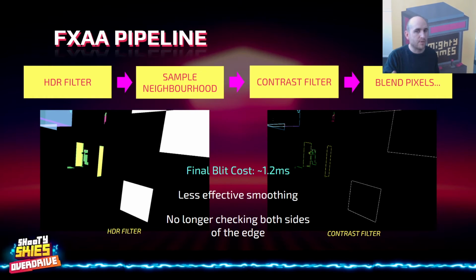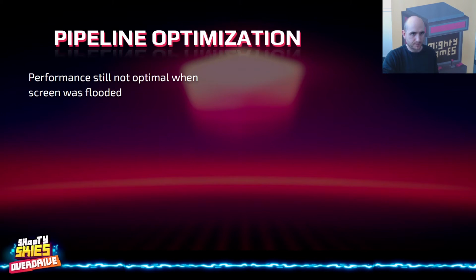But the problem we reintroduced was that we had actually made our smoothing less effective. If we take an edge here where this side's white and this side's black, this side has the HDR pixel value. Well, we're only sampling on this side. We're no longer sampling on the side that gets discarded, so we can't effectively find a nice blend between the two. We can only blend on one side. So we reintroduced aliasing by trying to optimize. That was no good.